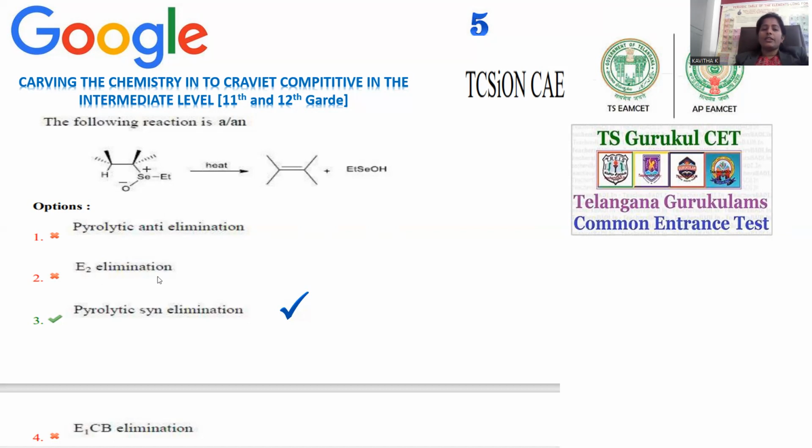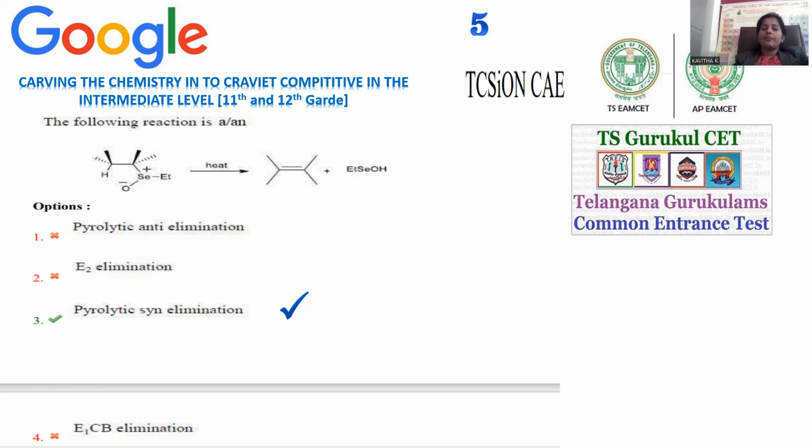E2 elimination stands for what? Wherever elimination is carried out under a strong base, we can say E2. Here a base is not mentioned, and it is bimolecular, but here only one molecule is there. We can simply discard this one. Bimolecular elimination means two molecules participate, but they are saying only one molecule is participating, so it is not the correct answer. Then the E1cB mechanism: E1 stands for unimolecular. Unimolecular means only one molecule we are using, that is correct up to a certain extent.